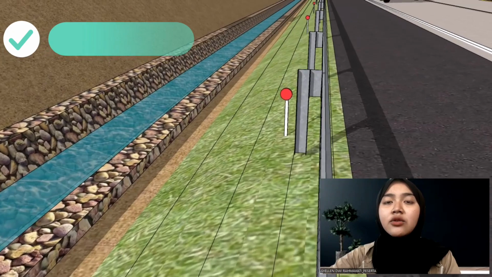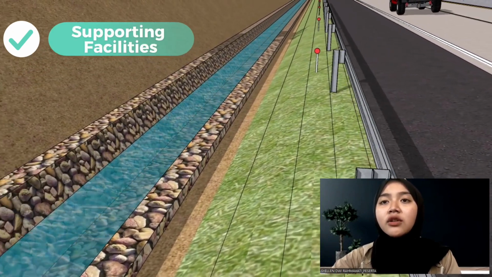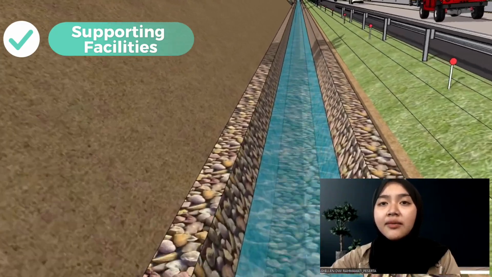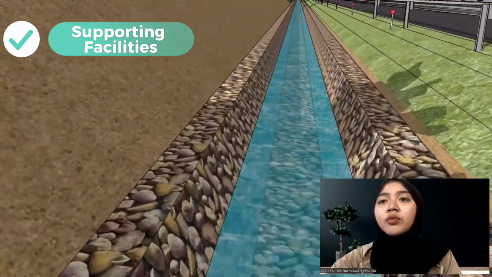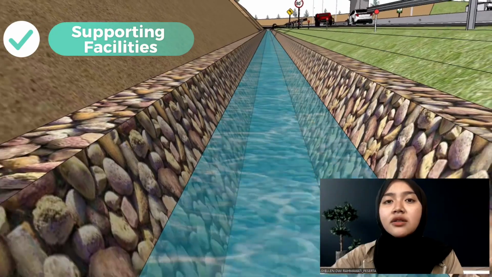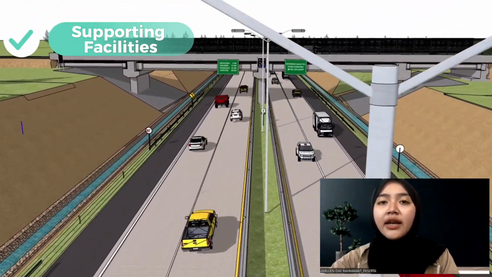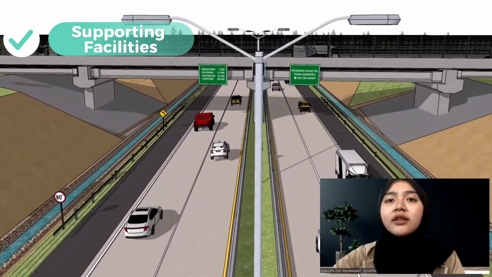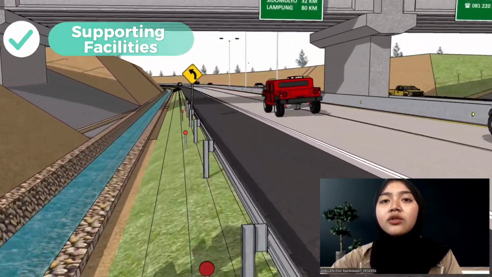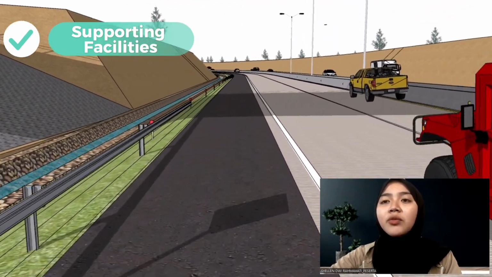Supporting facilities used include first, guardrail, a fence installed on the side of the toll road to prevent vehicles from leaving the lane. The second, drainage system, an integrated drainage system to prevent waterlogging of the roadway and support structure. The third, street lighting system that illuminates the highway at night. And the next, traffic signs that provide instruction and warnings to drivers. And the last, emergency lane, a special lane used for vehicles experiencing problems.